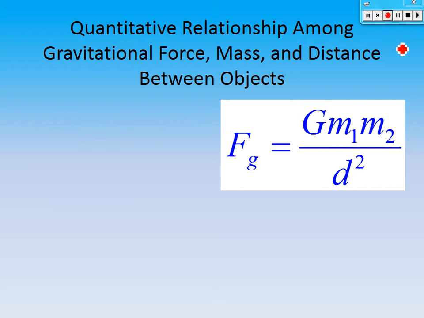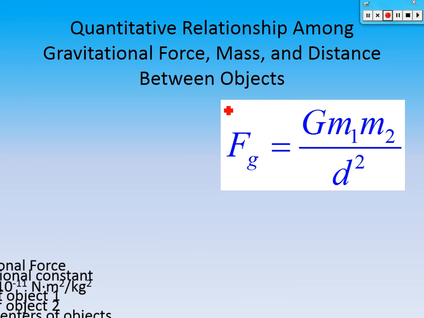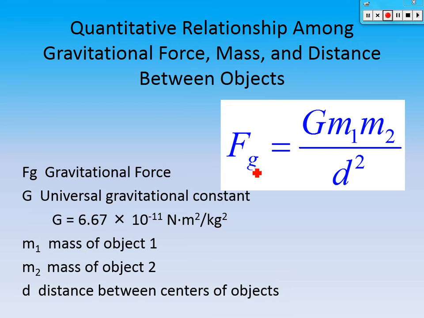Okay, so let's look at this equation and try to figure out what it means. Hopefully you're following along in your guided notes. There's a spot for you to write this equation, Newton's universal law of gravity. You're supposed to write down this whole equation here, and we're going to talk about it for a second. F sub g means force of gravity.